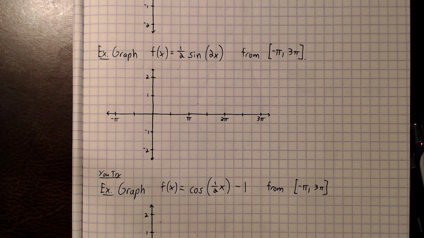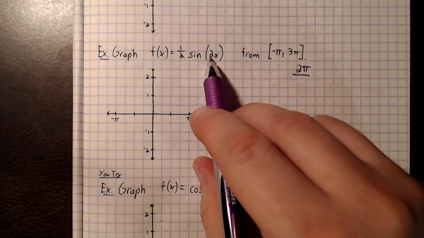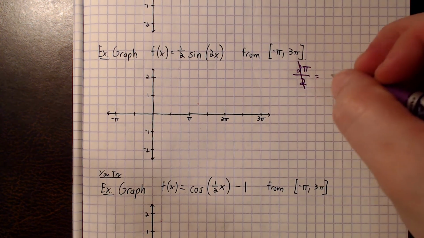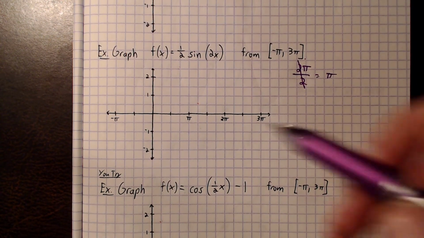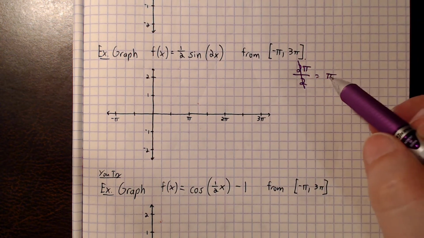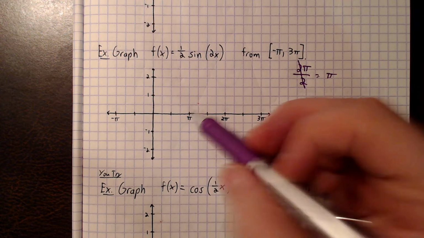And if we want to see exactly what's happening to this, we're going to take 2 pi and divide it by whatever our b value is. So we divide. That's telling us that our period now is pi. So if you think about it, sine was going all the way to 2 pi before it repeated. That means now it's getting cut in half. It's doing all of this and ending at pi.